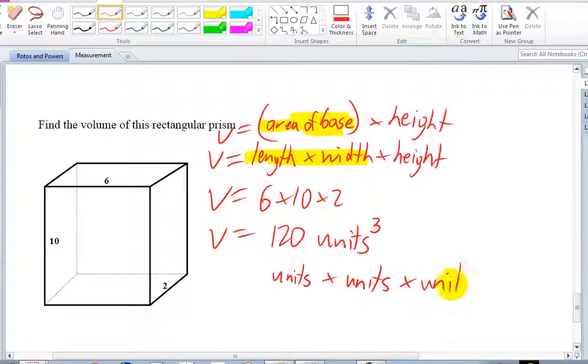The base is the same. What do you do with the exponents? You're right. We just finished this unit. 1 plus 1 plus 1. We're multiplying 3 units, so we add the exponents. That's why we get units cubed. Okay.